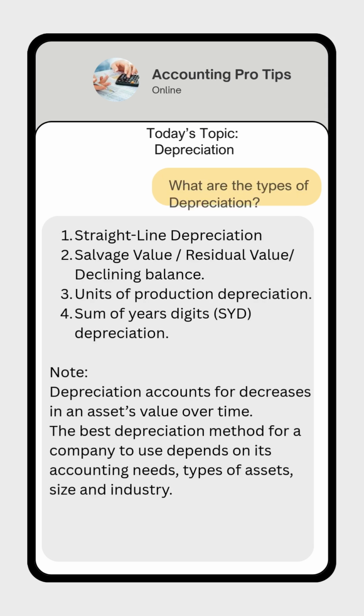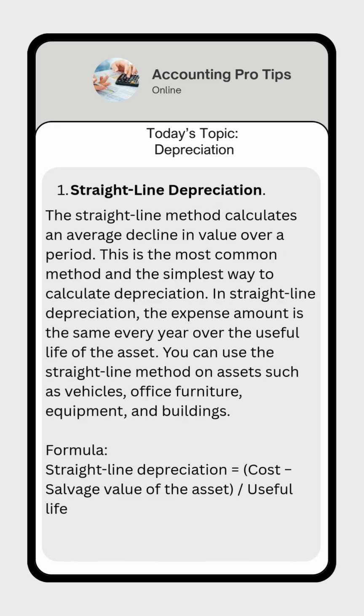What are the types of depreciation? The most common four methods used for calculating depreciation are: 1. Straight line depreciation. 2. Declining balance depreciation. 3. Units of production depreciation. 4. Sum of years digits depreciation. Note: depreciation accounts for decreases in an asset's value over time. The best depreciation method for a company to use depends on its accounting needs, types of assets, size and industry. A brief explanation of these four types.